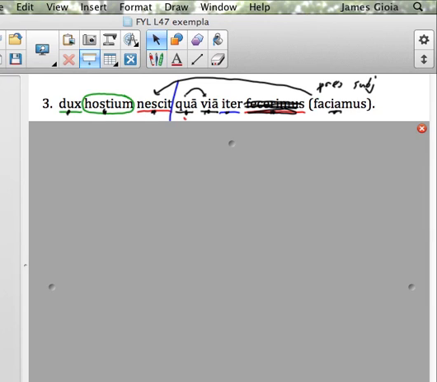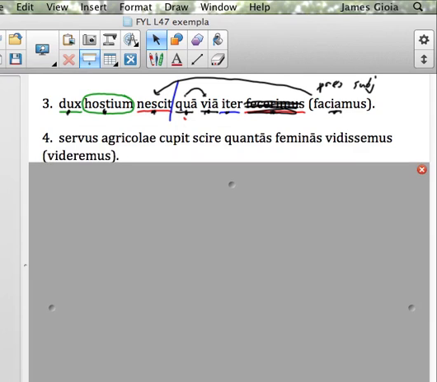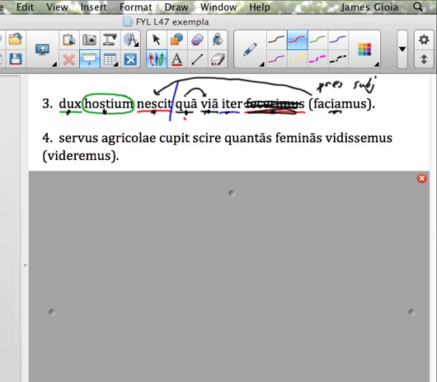All right, let's try one more sentence. This sentence, let's color first. We've got cupit, which is our main verb. Then we've got scire. Think about what that is. That's an example of an infinitive. Then we have another verb, vidissemus, or we're going to try viderimus as well. So we have 2 main verbs. That means we must have 2 clauses. Let's divide them here.